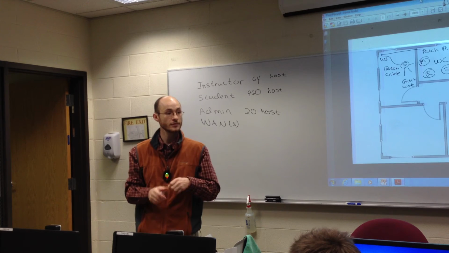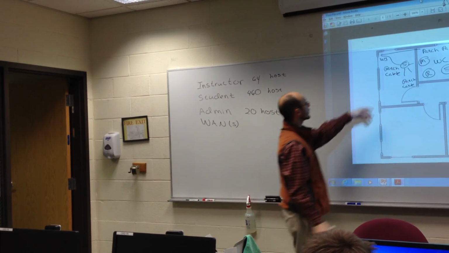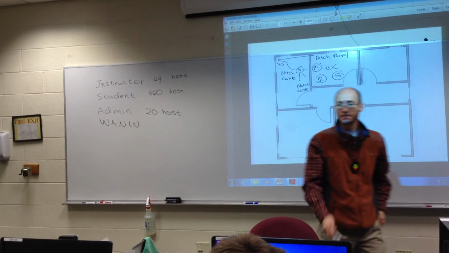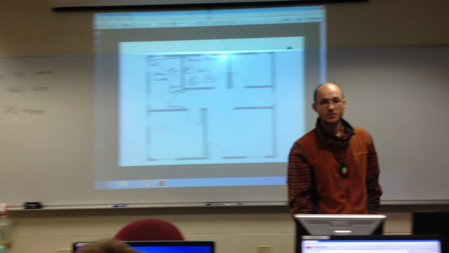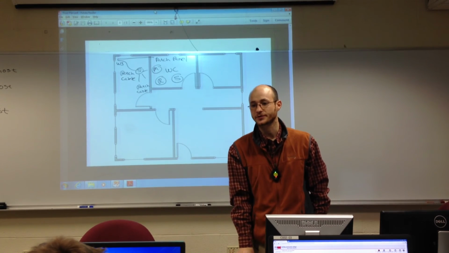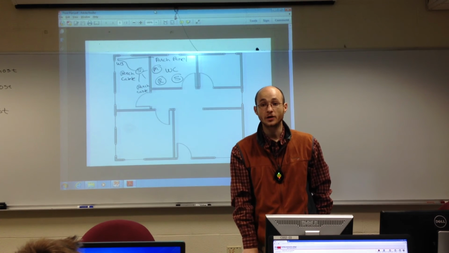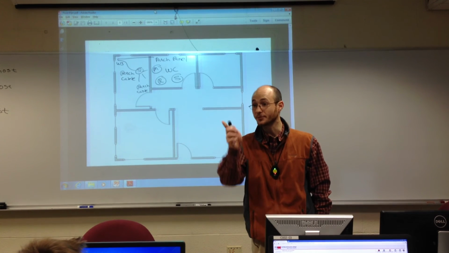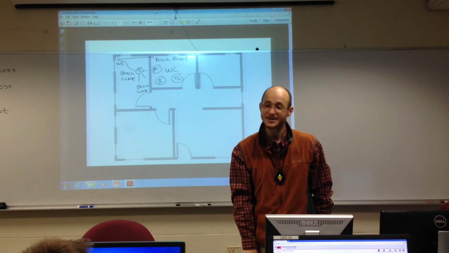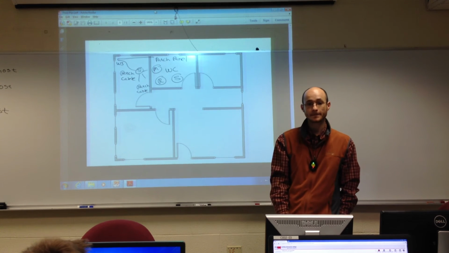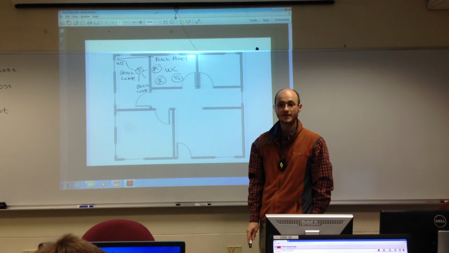How long should your horizontal cables be? Remember, the maximum distance for Ethernet is 100 meters. How long should your horizontal cables be? Close. You can increase it up. What's that? 75? Yeah, 75 to 80 meters. All right.